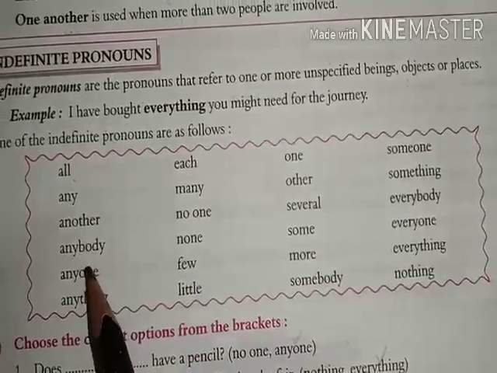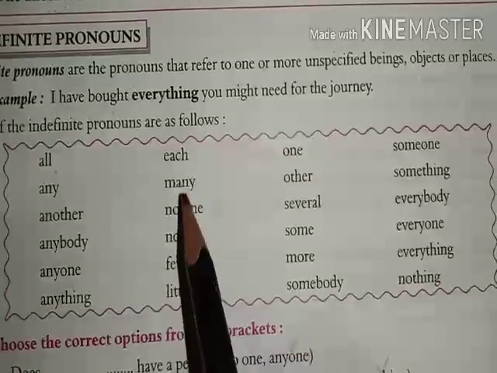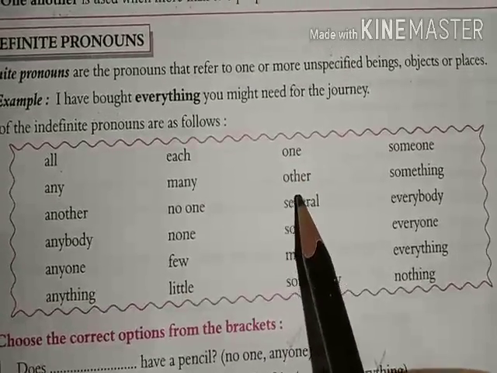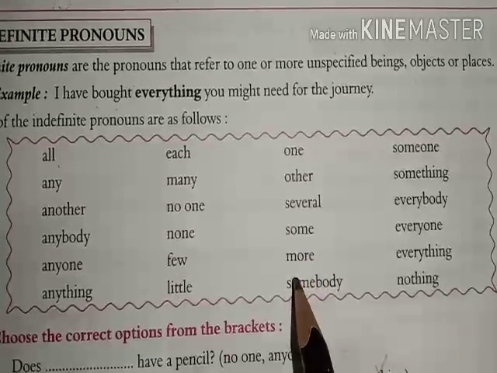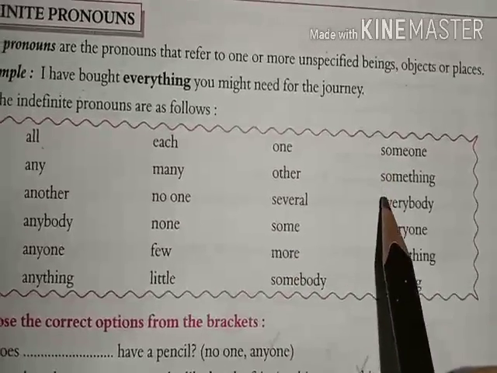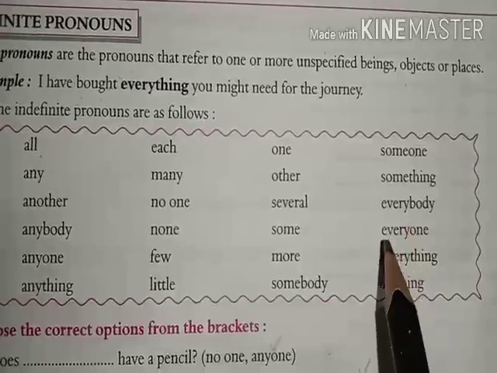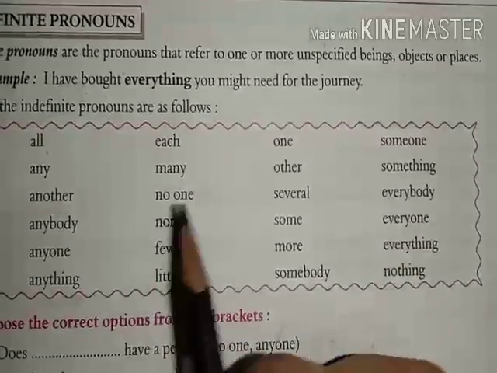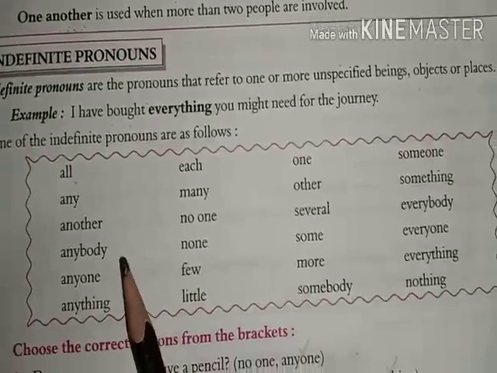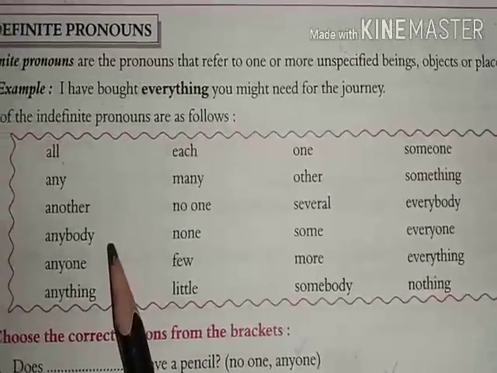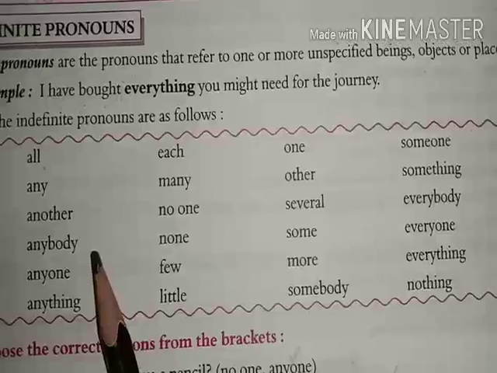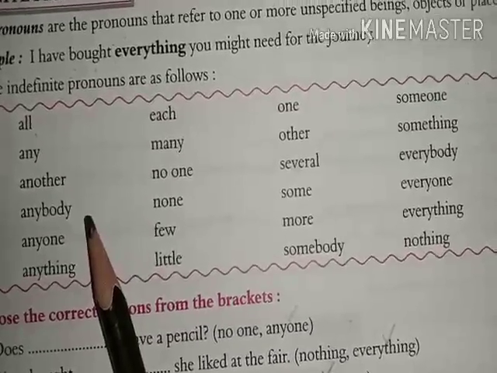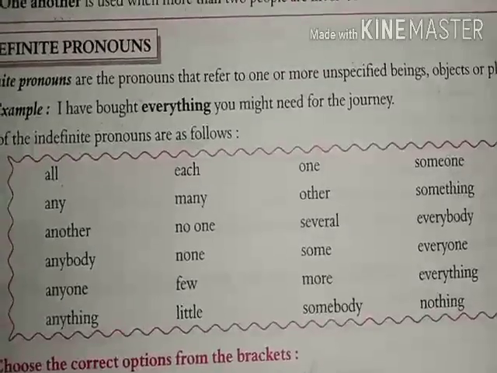Any, another, anybody, anyone, anything, each, many, no one, none, few, little, one, other, several, some, more, somebody, someone, something, everybody, everyone, everything, nothing. So all these are the indefinite pronouns. So students, wherever you see all these words, you are to understand these are indefinite pronouns.